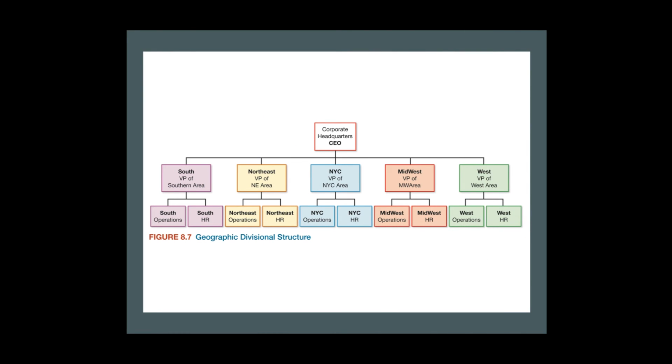Here is a geographical divisional structure from the textbook, figure 8.7. You can see immediately there, right under corporate, you have 5 divisions based upon where they're at in the United States, right? You have the Western region, the Midwestern region. You have one region for New York City all by itself, right? And so you can tell there's probably a great deal of focus and activity going on in New York. But then you also have a Northeast division and a Southern United States region also divided up in here.